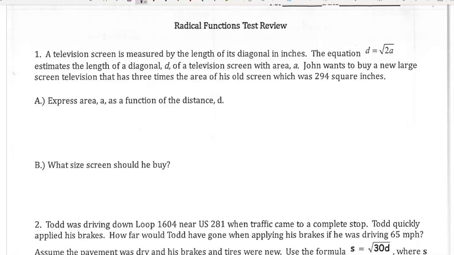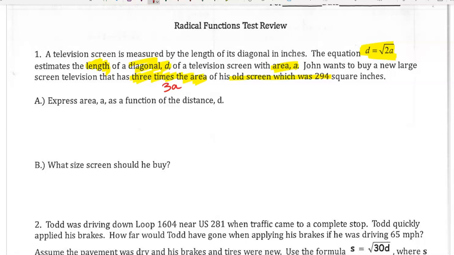Anyways, the equation d equals the square root of 2a estimates the length of the diagonal d of a television screen with area a. John wants to buy a new large screen television that has 3 times the area of his old screen, which was 294 square inches. Express area as a function of the distance d. So in plain people words, that means write an equation for area.